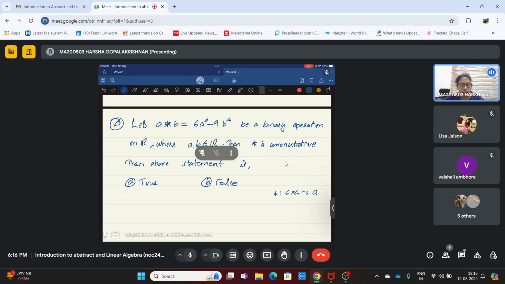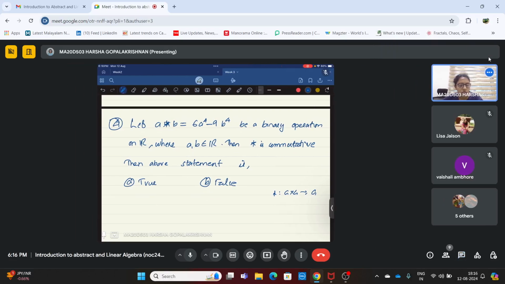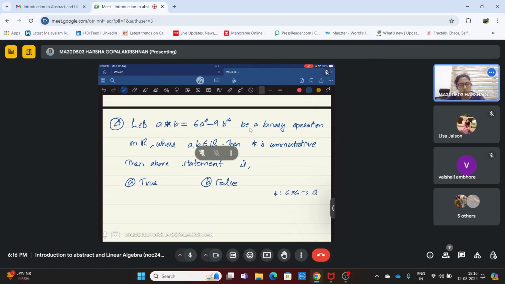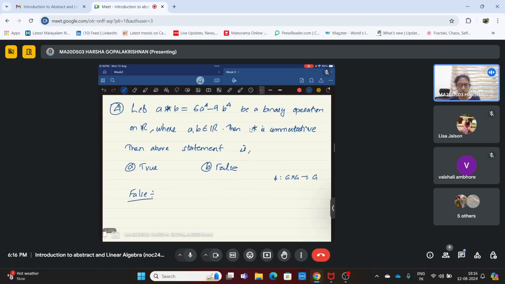Okay. Now the question is, is star commutative or not? The question is whether this is true or false. That means the question is, is A star B equal to B star A? False. Okay. So if something is false, we just need to give one counterexample only. If it is true, we need to prove it in general. If it is false, we can have two elements such that A star B and B star A are not equal.